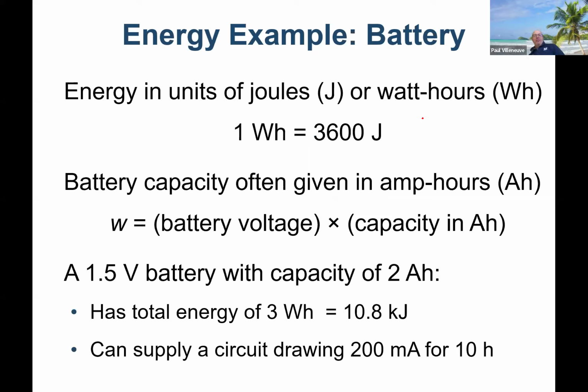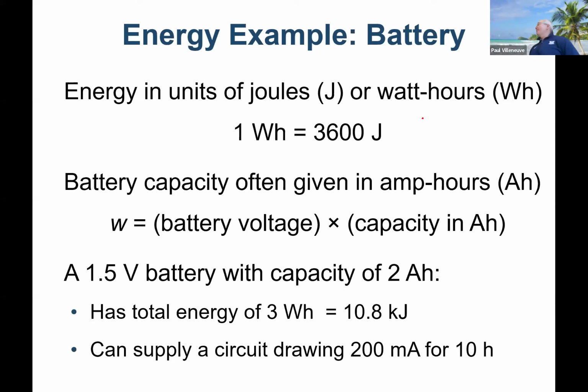So here's an energy example. How many joules are in a watt hour? It's 3,600. So for what you pay for in your utility bills, because you pay for kilowatt hours, every time you use a kilowatt hour, you use 3.6 megajoules. A kilowatt hour actually is quite a bit of energy.